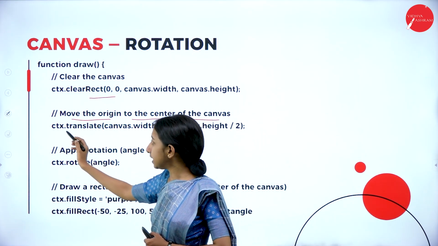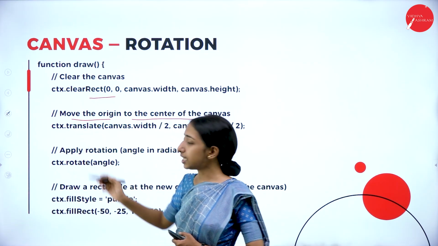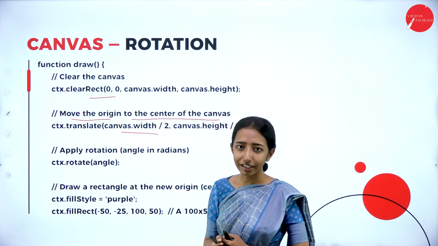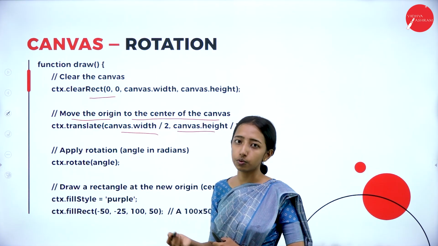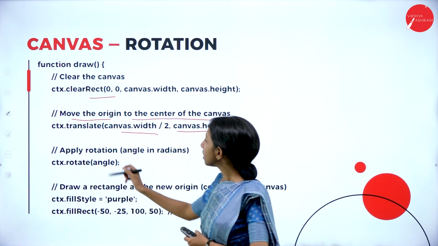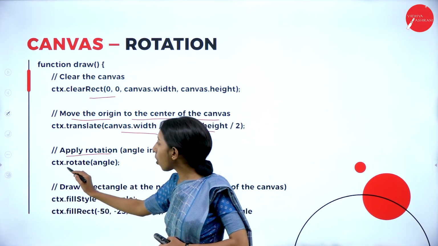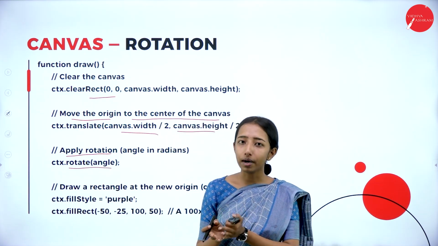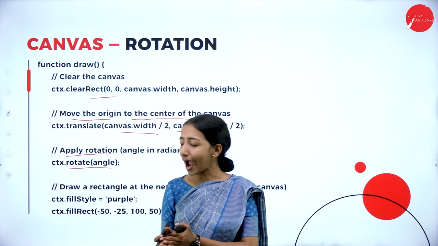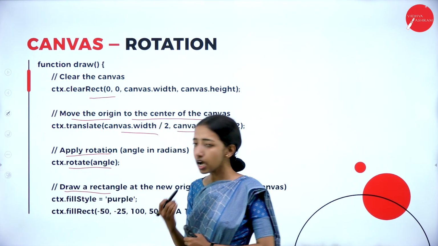Here ctx means the getContext 2D. By that variable I am calling the translate method, and I am specifying the width divided by 2 and the height divided by 2. So it is moving from the origin we have taken. Now apply the rotation angle in radians. Now I am calling the rotate method, I am specifying the angle. Initially the angle was 0, and now I am calling that method. And next we will be drawing the rectangle.